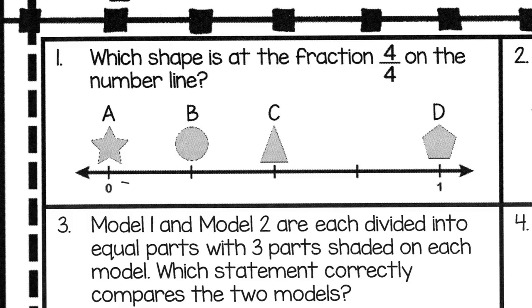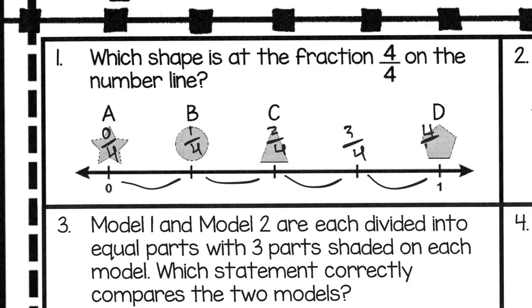Well, if we remember, we count these sections 1, 2, 3, 4. Each of those is a fourth. That's 0 out of 4. That's 1 out of 4. That's 2 out of 4. That's 3 out of 4, which means this one is 4 out of 4. So that would be our answer.